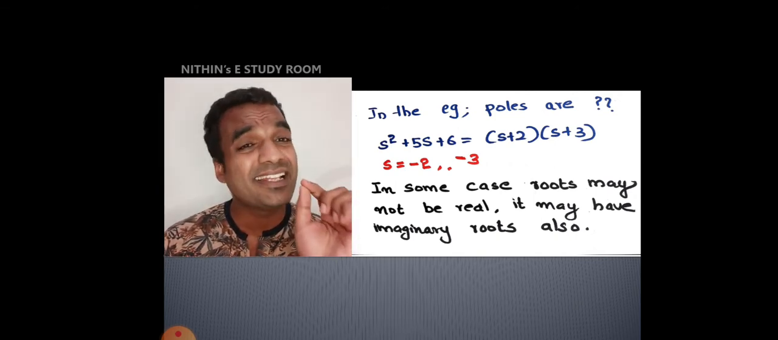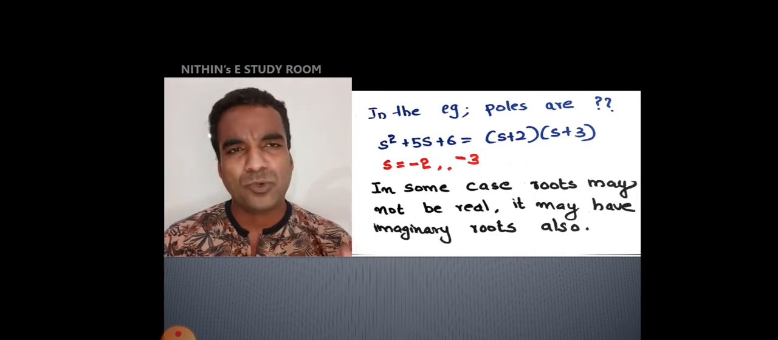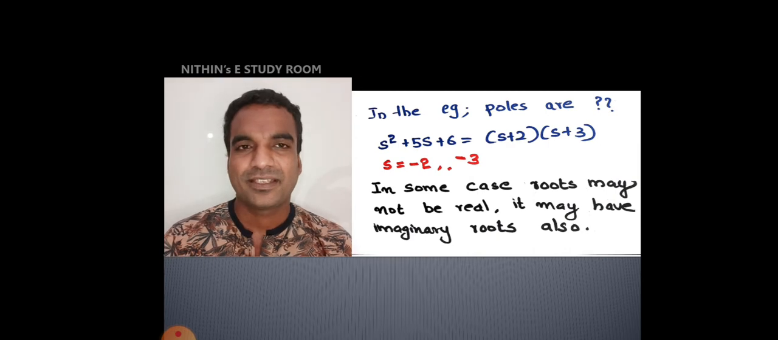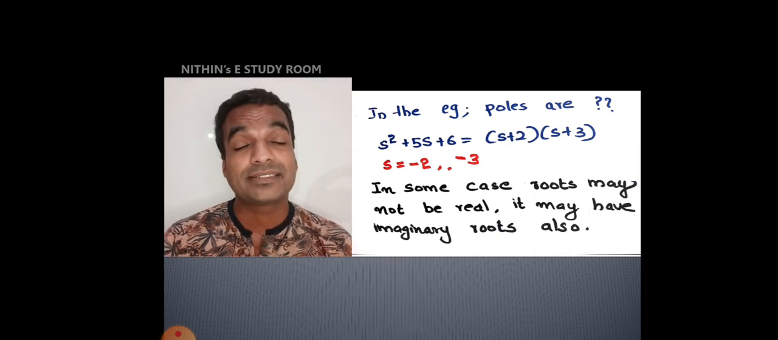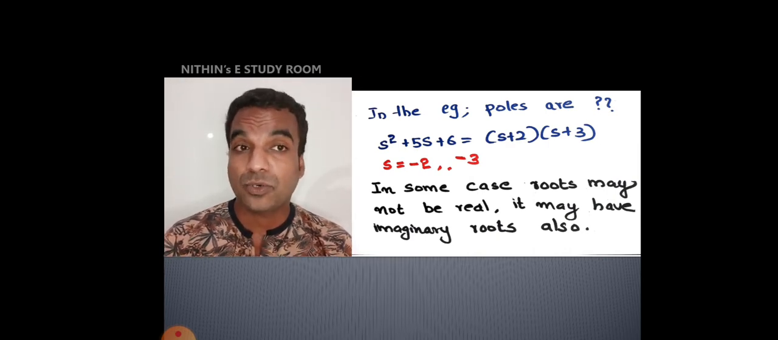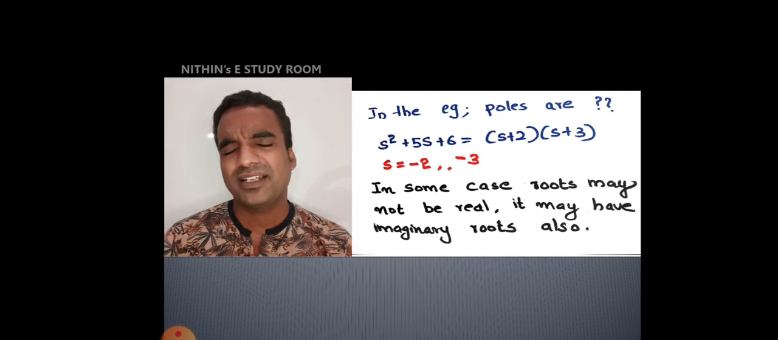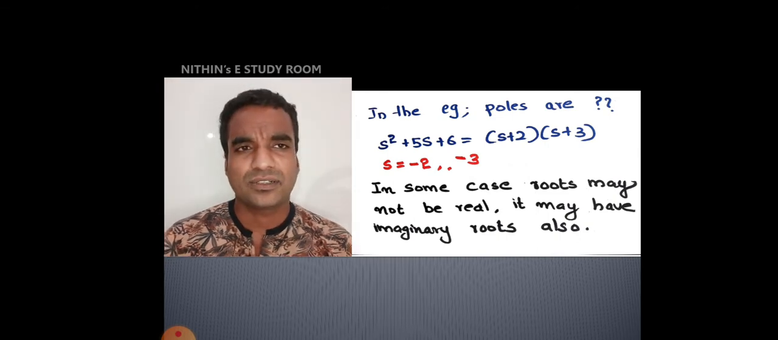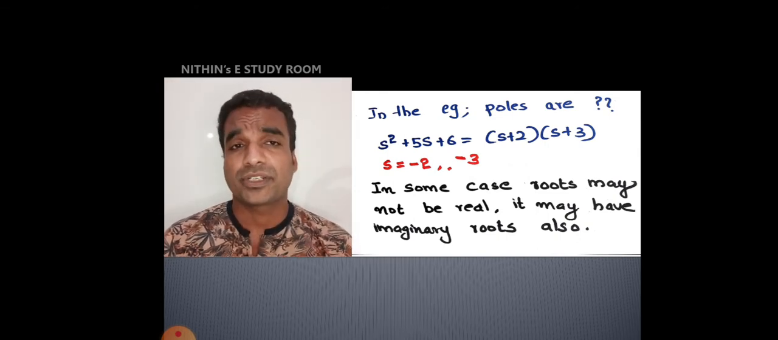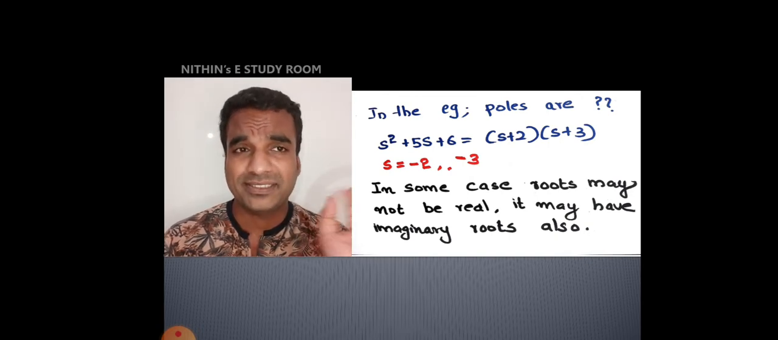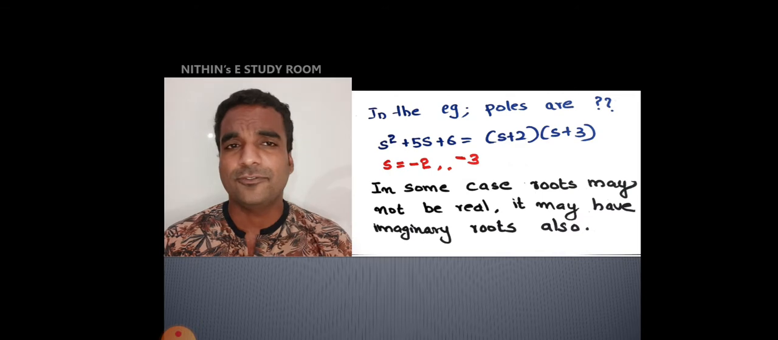These are real numbers. If the poles are real numbers, we can easily factorize like this. But it will not always be such real numbers. Imaginary numbers may also come. In that case, factorization is not this easy. If you have a calculator, you can easily find the solution by selecting degree equal to 2 and inputting this equation. Then it will give the roots.